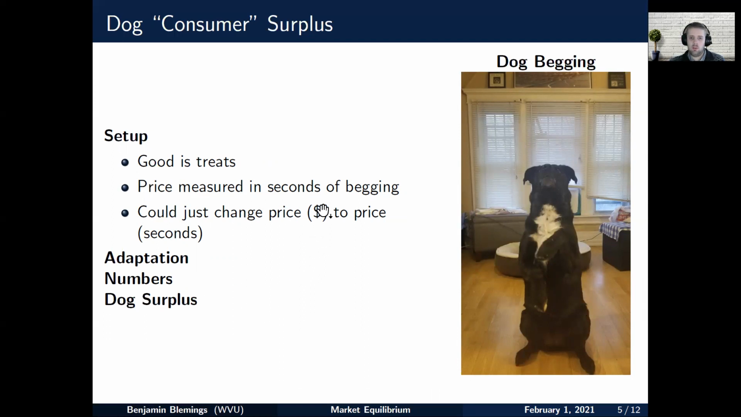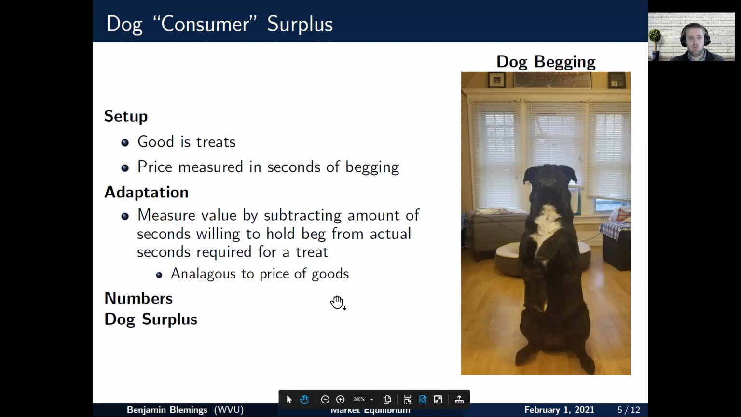And so the price isn't in dollars. I'm going to call the price in seconds holding this pose because it takes some effort to keep yourself that way. And so we're going to measure the value by subtracting the amount of seconds that the dog would be willing to hold the beg from the actual number of seconds that would be required to receive a treat. And you can see that this is a specific example of calculating consumer surplus in a market.